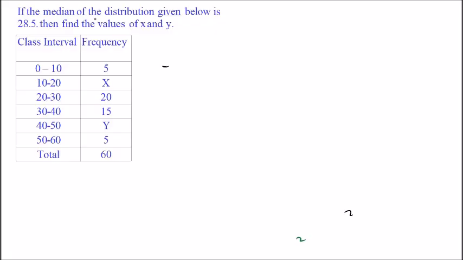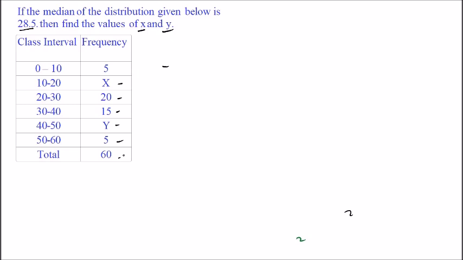If the median of the distribution given below is 28.5, then find the value of x and y. Here the class interval 0 to 10 has frequency 5, 10 to 20 the frequency is 6, 20 to 30 the frequency is 20, 30 to 40 the frequency is 15, 40 to 50 the frequency is 5, and 50 to 60 the frequency is 5.